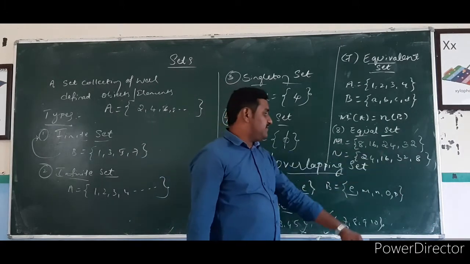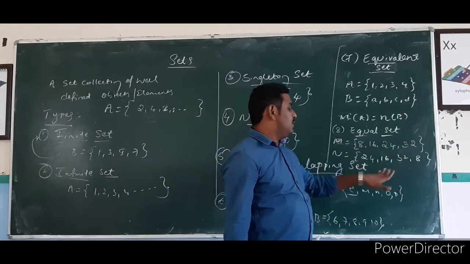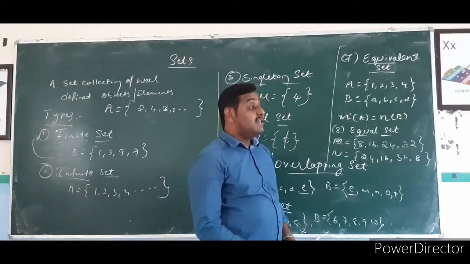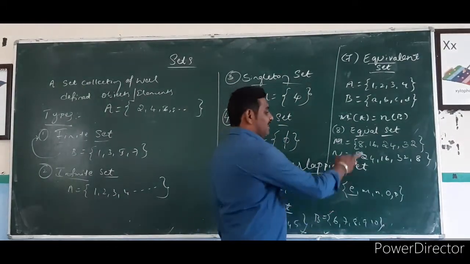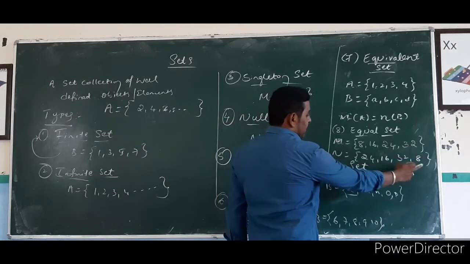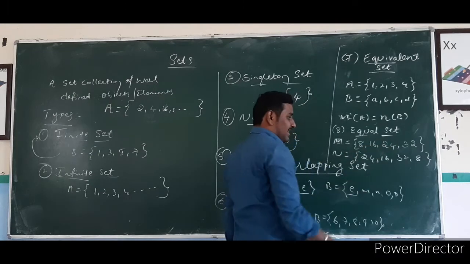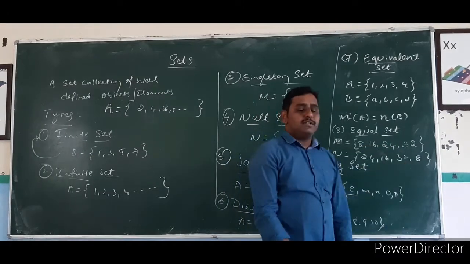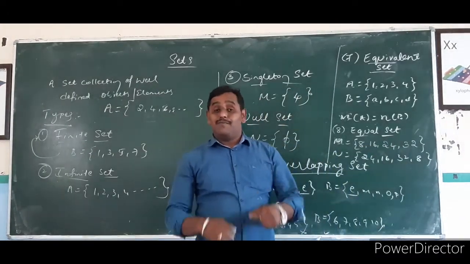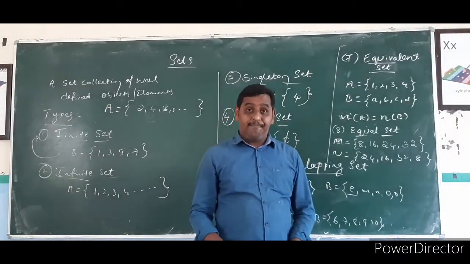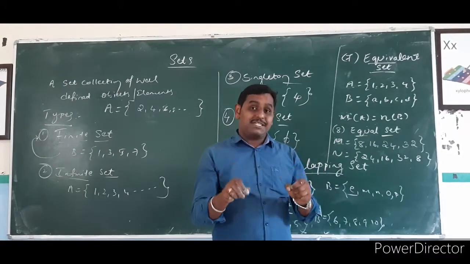Count the number of elements first. 1, 2, 3, 4. Here 1, 2, 3, 4. The number of elements are the same. Check the elements now. 8 is there in the M set and the N set also. 16 is there in both the sets. 24 also there in both the sets. 32 also there in both the sets. In equal sets, the number of elements is the same and the elements are also the same.